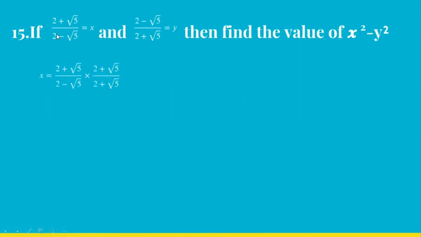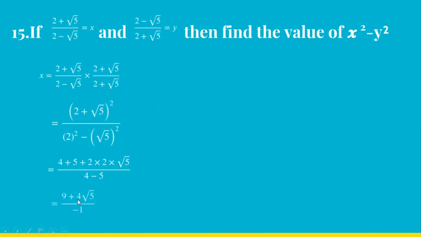So the rationalizing factor here is 2 plus root 5. Multiplying by that and simplifying, a plus b the whole square is a square plus b square plus 2ab. In the denominator we have a minus b into a plus b, which is a square minus b square. 2 square is 4, 4 minus 5 is minus 1. So we get in the numerator 9 plus 4 root 5 upon minus 1 as the value of x.